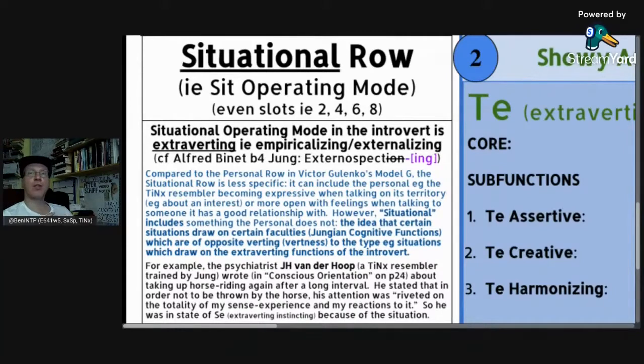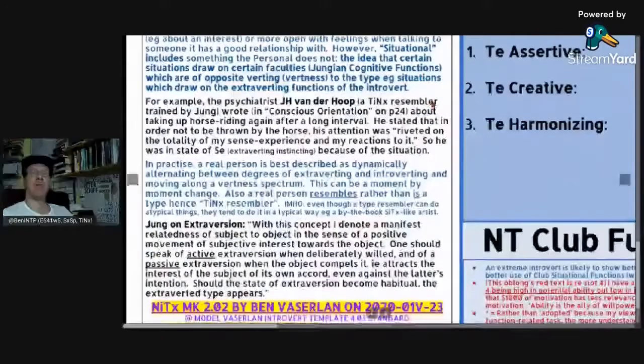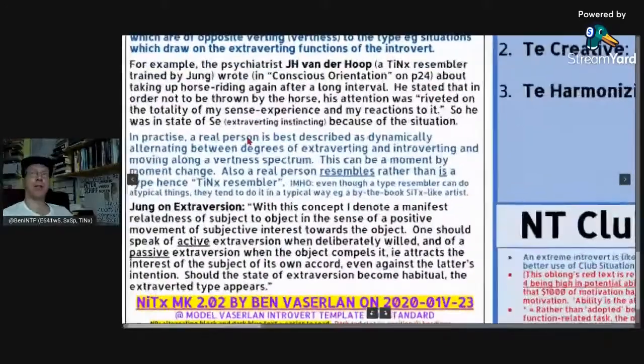However, situational includes something the personal does not. The idea that certain situations draw on certain faculties, Jungian cognitive functions, which are of opposite vertness to the type, e.g. situations which draw on the extroverted functions of the introvert. Where am I going wrong so far? Right. And then this is in conscious orientation.